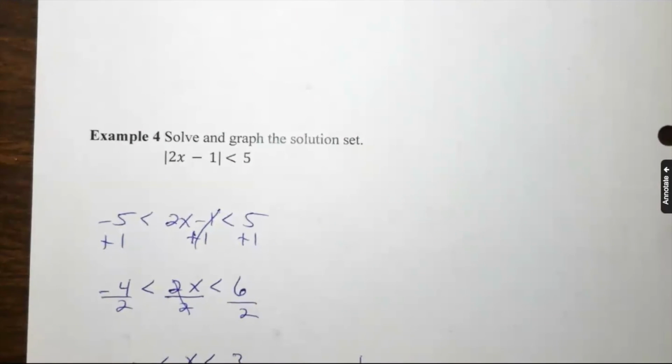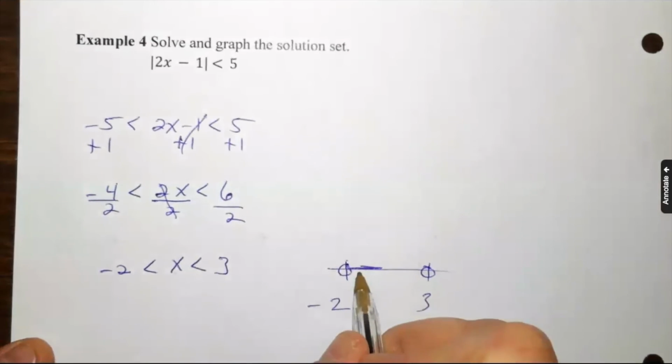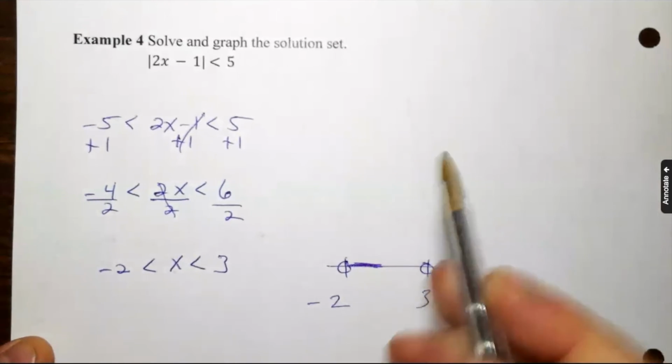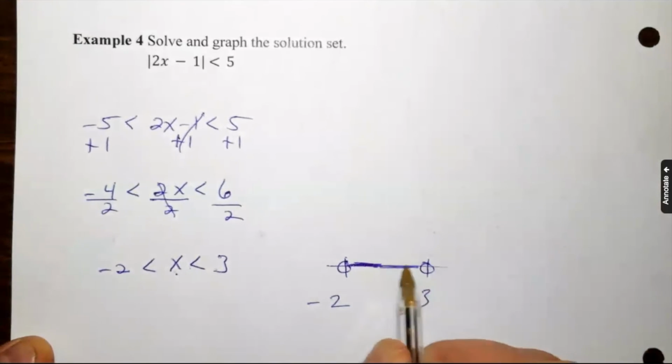We have negative 2 and 3, both with open circles. It says that x is greater than negative 2. That would be going to the right. X is less than 3, and that would be going to the left where they will meet in the middle.